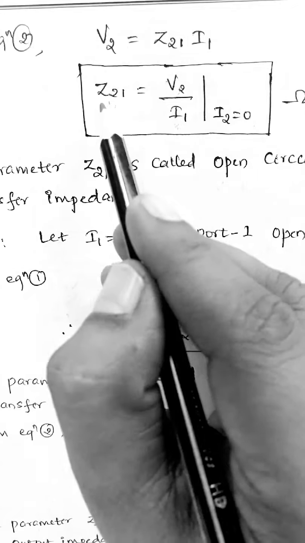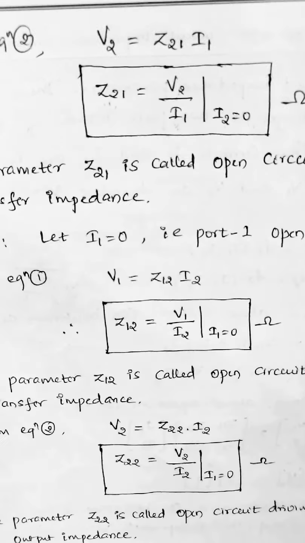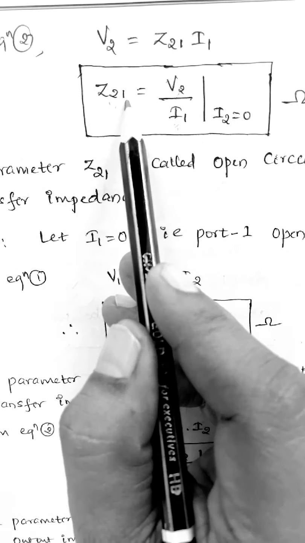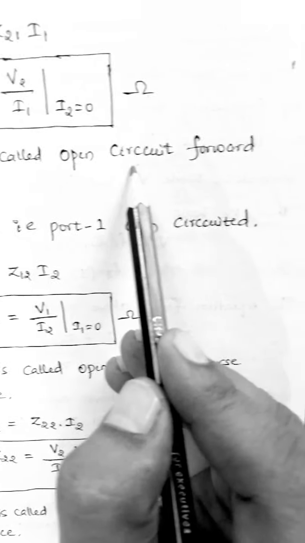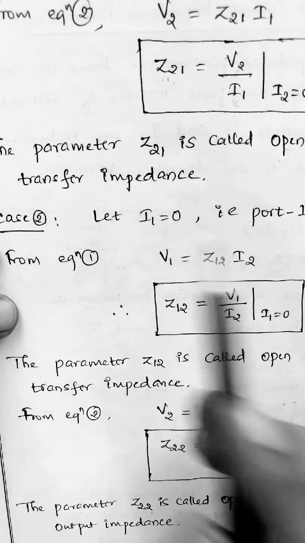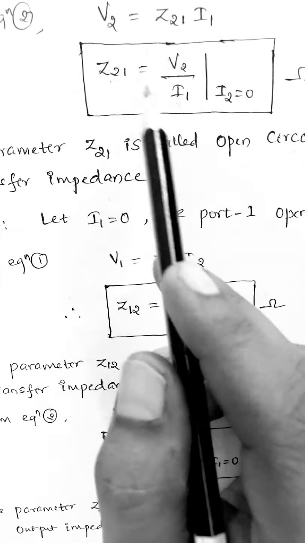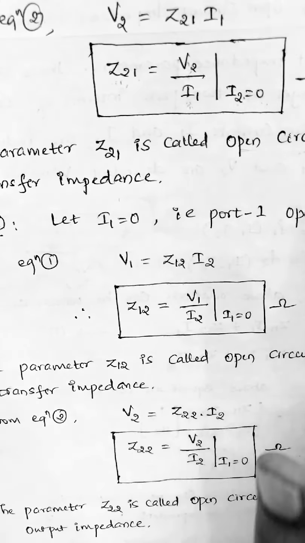And when we are getting Z21, we make I2 equal to 0, and I2 equal to 0 means open circuit. Hence the parameter Z21 is called the open circuit forward transfer impedance. It is the impedance, correct? So, open circuit forward transfer impedance.